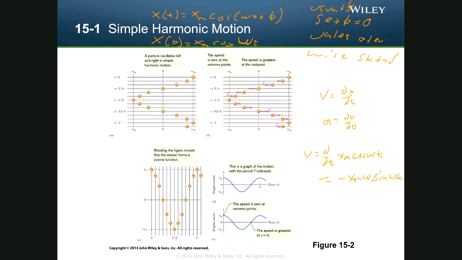And a, we can take the derivative again. And so if we take the derivative of that guy right there, we get minus xm omega squared cosine omega t. All right? So, things to notice. a equals minus omega squared xm cosine omega t. And you can see here that a equals minus omega squared x.